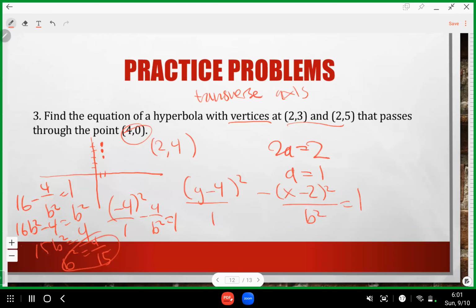We really don't need b in the first place. We just need b squared. So that's great. (y minus 4) squared minus 15 times (x minus 2) squared over 4 is equal to 1. Right? Okay.